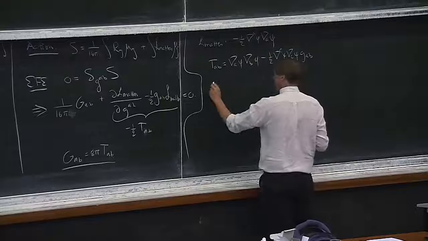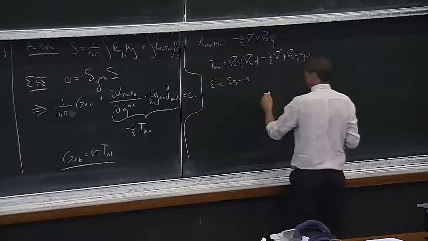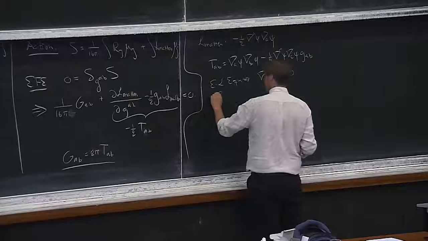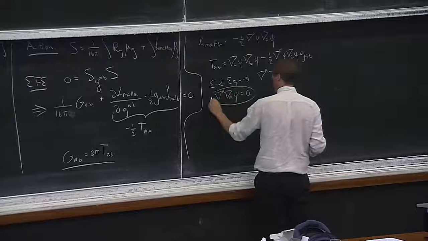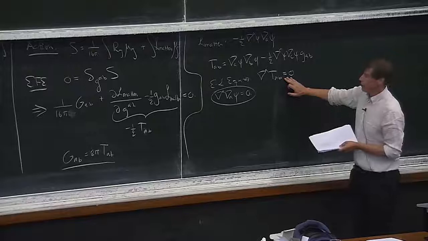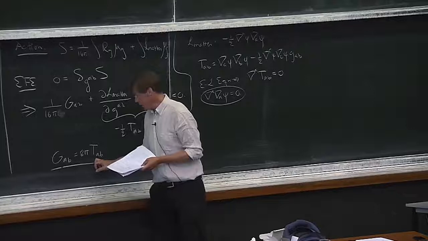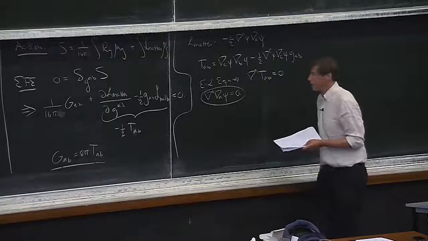And the Euler Lagrange equation, which is of course the wave equation, implies in this case that the stress energy is conserved. And that's also a consequence: if you have a solution of the Einstein equation, the coupled Einstein matter system, the conservation of the stress energy has to be satisfied.